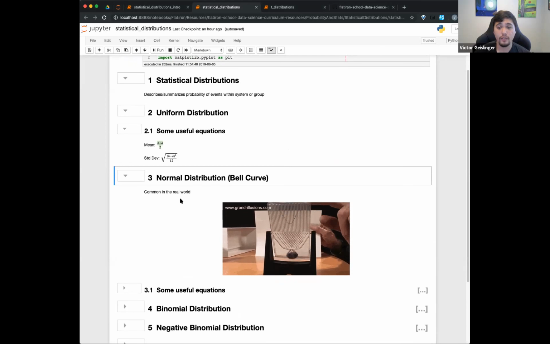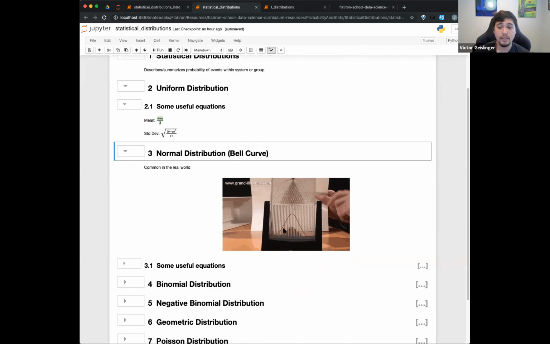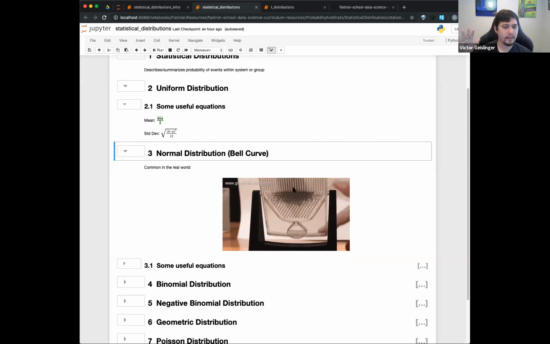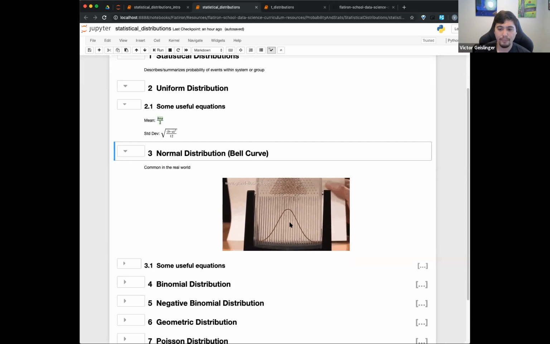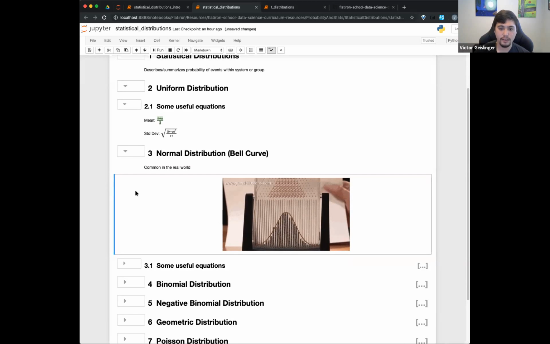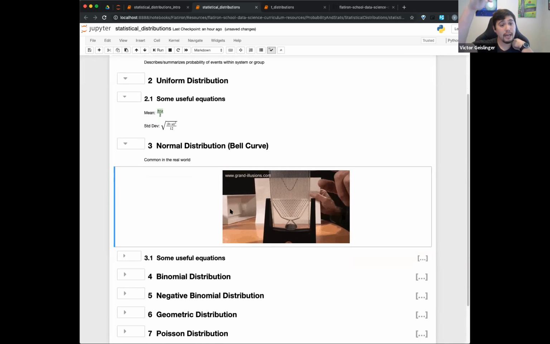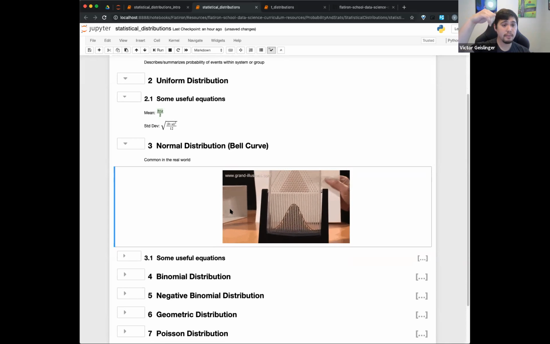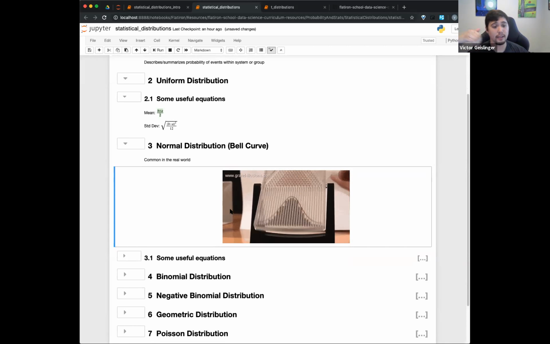The next one is the normal distribution, which is a bell curve. This is a great little animation. Have you guys seen this before? Just raise your hand if you've seen something like this. Yeah, okay. You can see that the balls start off at the very top and he flips it over. When he flips it over, the balls fall downward from the center, but they can hit a peg and go either left or right. Sometimes the balls go left, then right, then left and right.